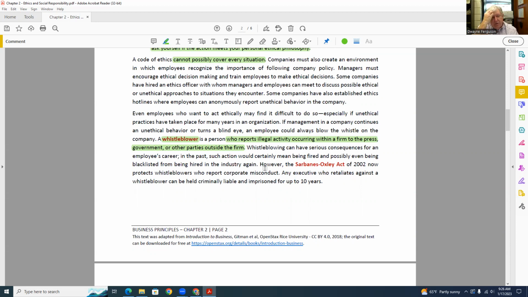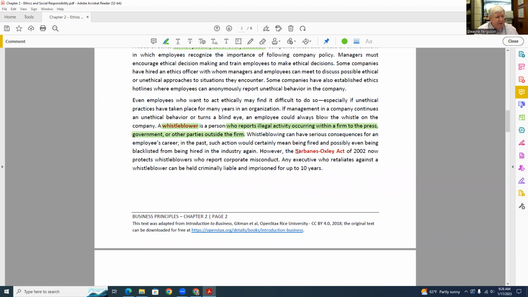So in the Enron situation, they were trying to get protection for people that blew the whistle, so that they wouldn't be fired. After that, they created the Sarbanes-Oxley Act of 2002, which protects whistleblowers who report corporate misconduct, so they can't be fired or retaliated against, given a bad work assignment or something, just because they were the whistleblower. Any executive who retaliates against a whistleblower can be held criminally liable and imprisoned for 10 years.